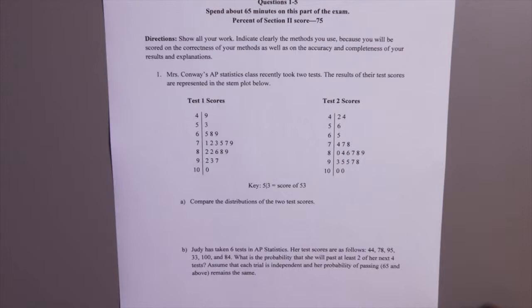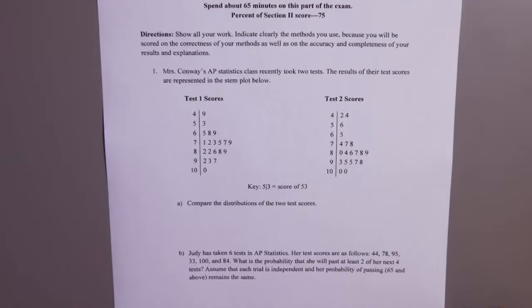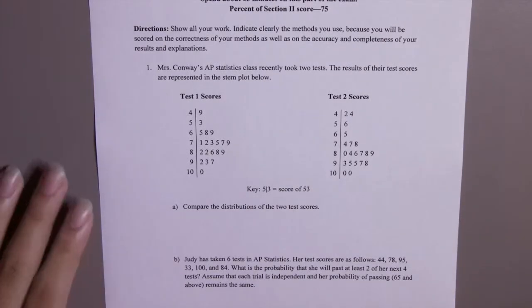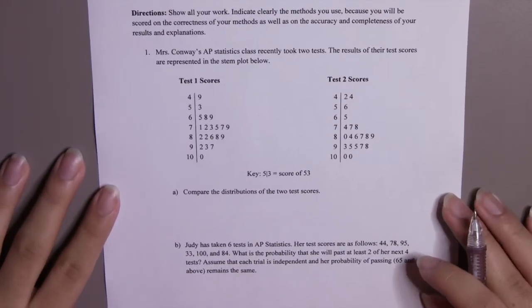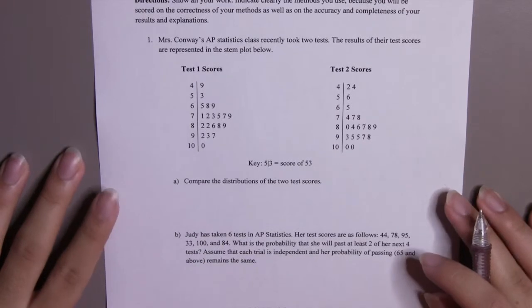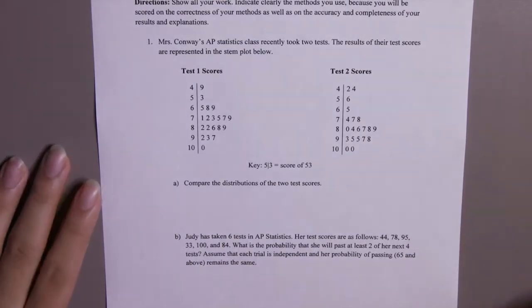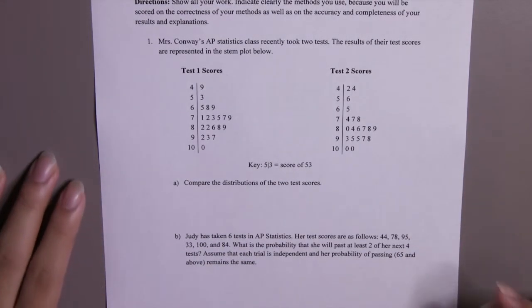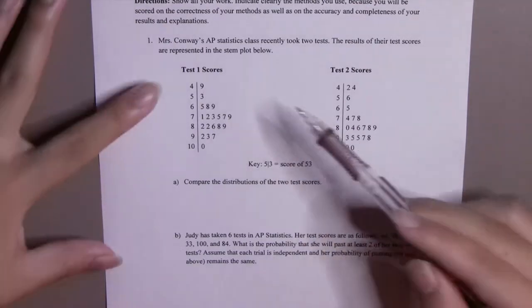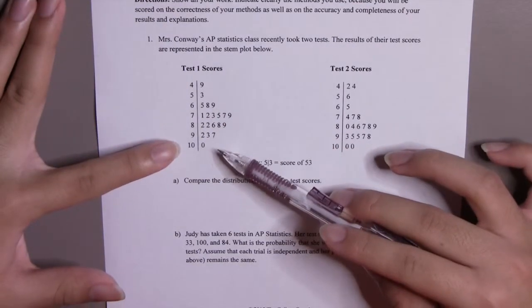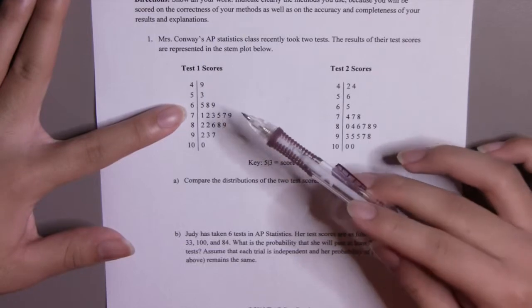So, Ms. Conway's AP Statistics class recently took 2 tests. The results of their test scores are represented in the stem plot below. You have the test 1 scores on the left, and test 2 scores on the right. The key at the bottom shows you what 5 line 3 means: score 53. So, like 4 line 9 is 49.